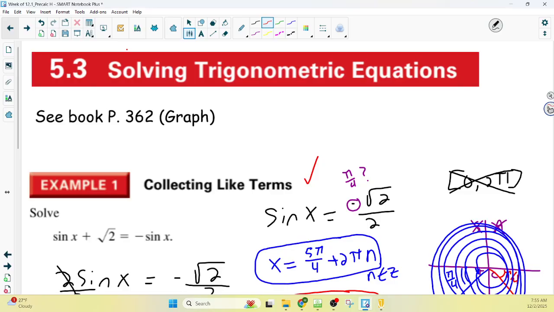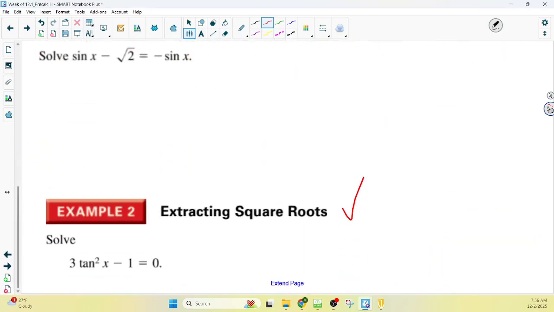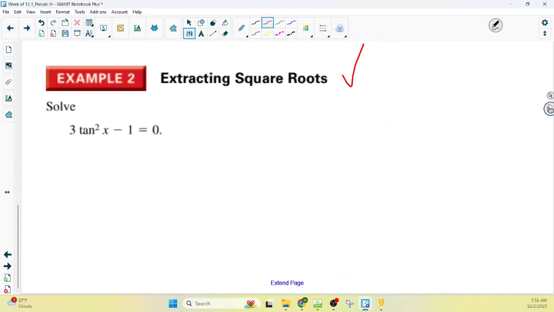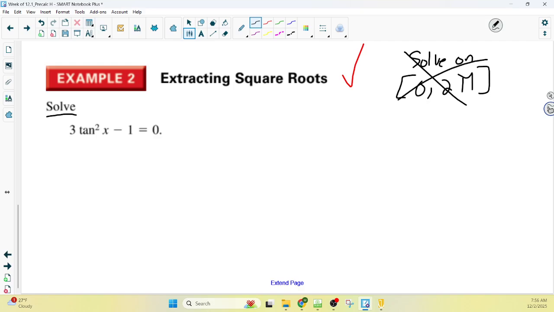So let me not skip an example. I'm going to skip the checkpoint, assuming that you're kind of okay. This one I think you're okay with too. To be honest, I think you have done this exact problem, but maybe you did it on 0 to 2 pi. So before it was like solve on the interval 0 to 2 pi. Now we're not doing that. We're just solving. Solve, period. That's it. So we're going to isolate the tangent.